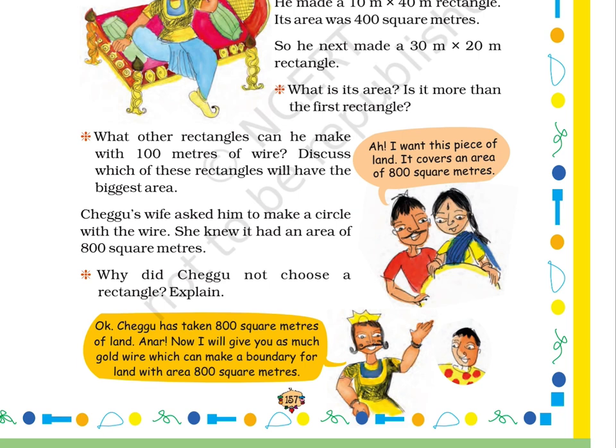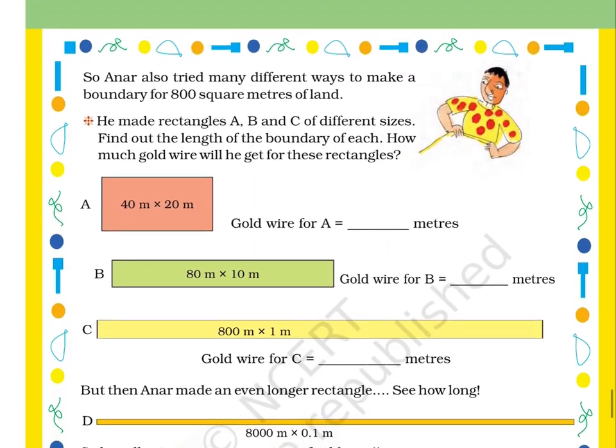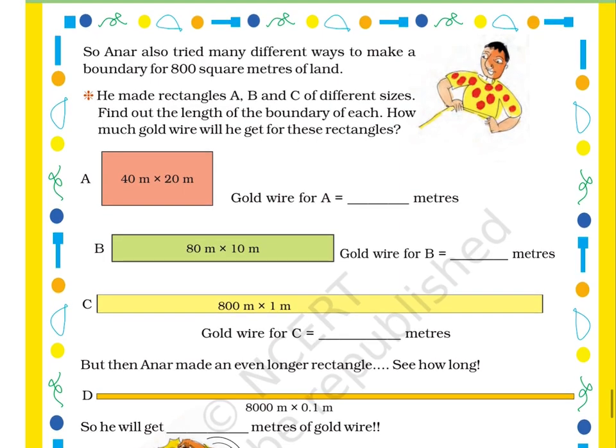Explain. On the bottom of the page, we have again the picture of the king, and this time he is addressing Anar. "Okay, Cheggu has taken 800 square meters of land. Anar, now I will give you as much gold wire, which can make a boundary for land with area 800 square meters."